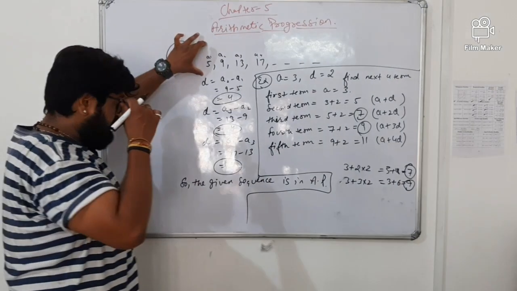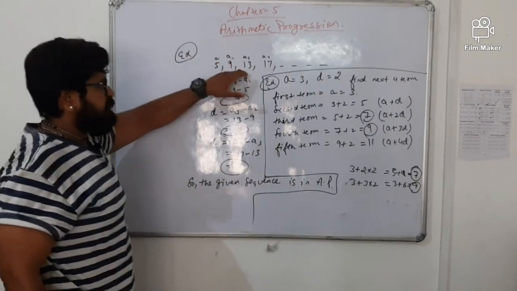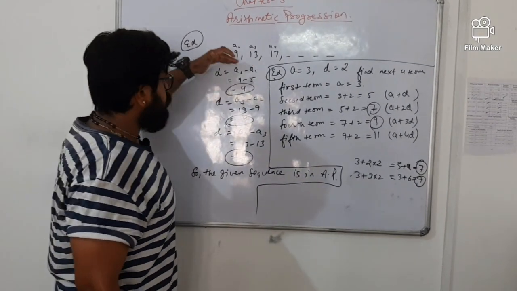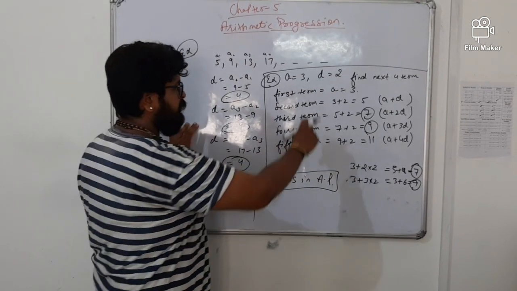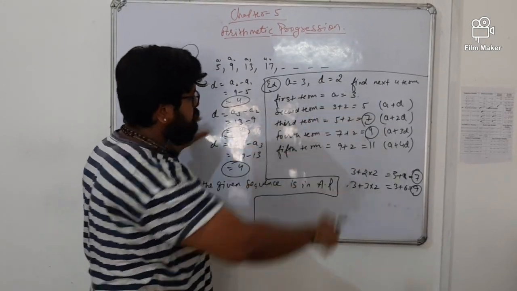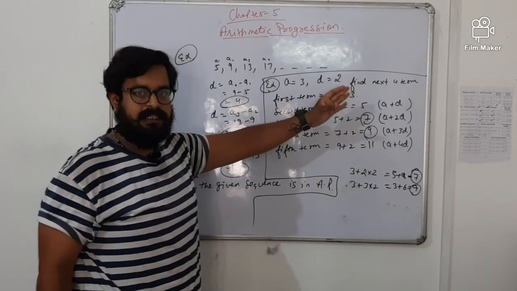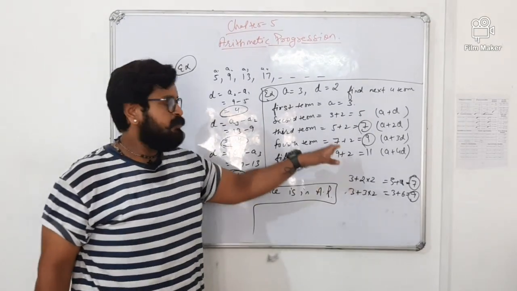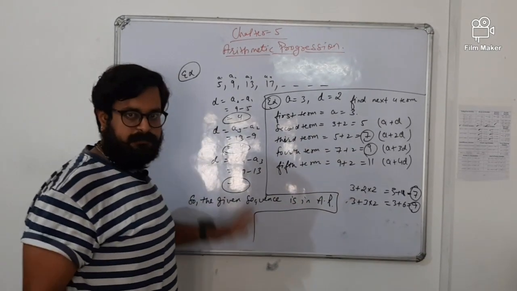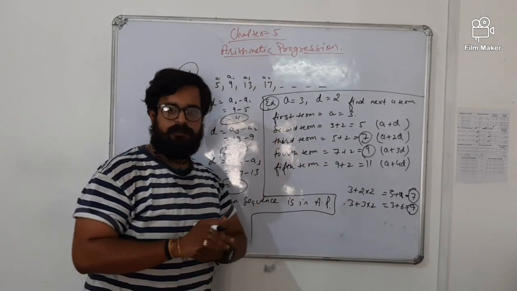If a series is given and you are told to check whether it is in AP or not, this is the way you can check. If the first term and common difference are given and you have to find the next 4, 5, 6 or any number of terms, then by this method you can find the terms. So this is the simple introduction of the chapter, and these are examples of the questions given in your first exercise.